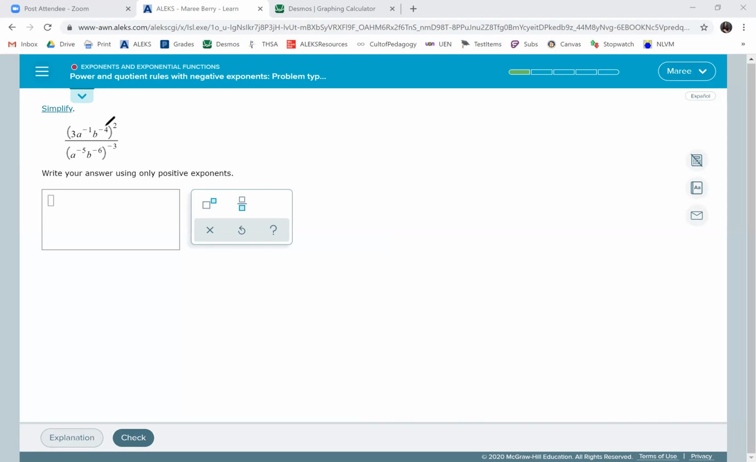Okay, so let's see, because it's not a full fraction, like within parentheses, I'm going to simplify the numerator first, and then I'll simplify the denominator. Okay, so I have 3 squared a to the negative 1, and I'll square that, and then b to the negative 4 squared, and I'm just doing the numerator, so this is 9 a to the negative 2, b to the negative 8.